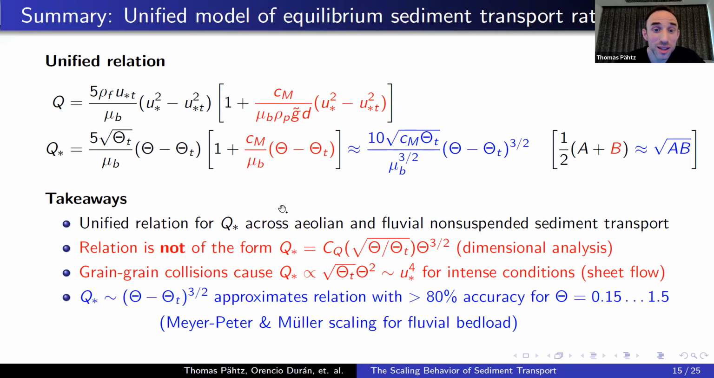So there's more. When we approximate this plus this, it's like when we think it's an arithmetic average, and we approximate it by a geometric average. And this is a good approximation as long as the ratio of A and B is not larger than 10 or smaller than 0.1. Then we get a relationship like this, and this has this theta minus theta T power 3/2. And this was the very standard scaling they have been using for about 100 years.